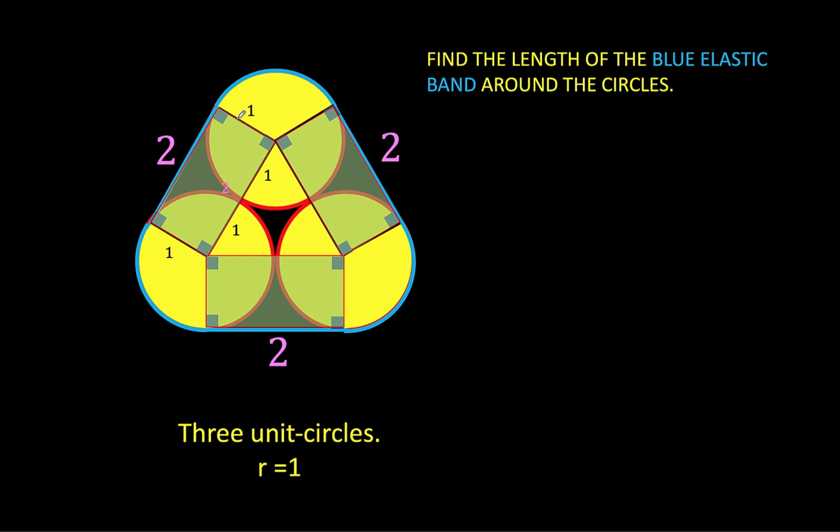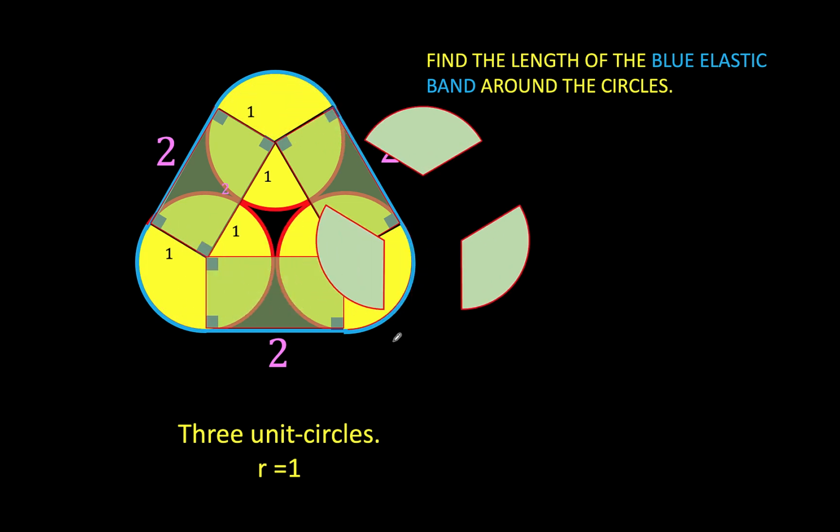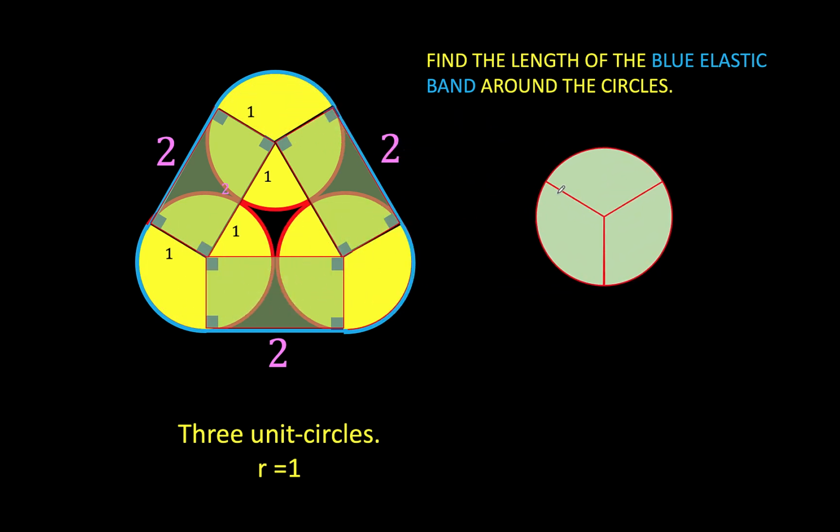The only remaining parts of the elastic band that we do not know the length of yet are the curved ones, and there are 3 of those. So we have this curved part here, we have another one here, and we have another one here. We would like to find what are the lengths of these 3 remaining curves. So let's isolate them. Notice that these 3 curves together will form a complete circle. And so the sum of the 3 curves is basically the circumference of the circle.